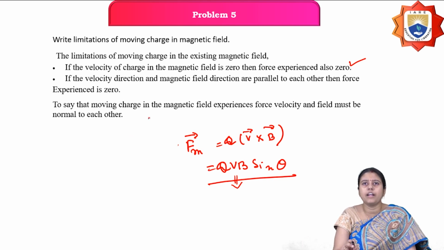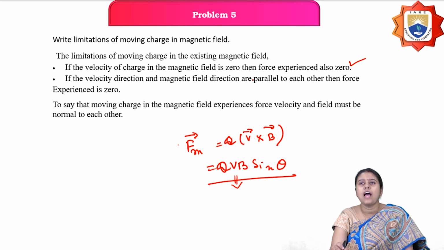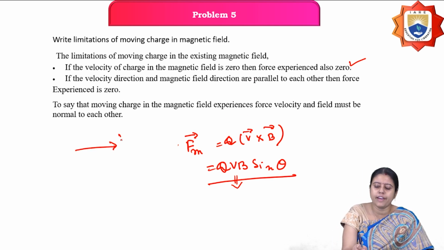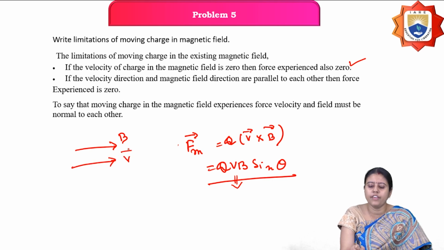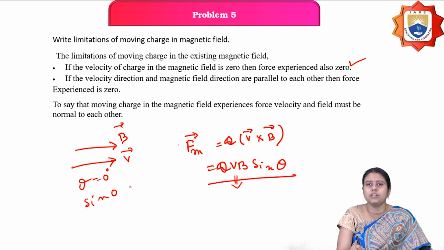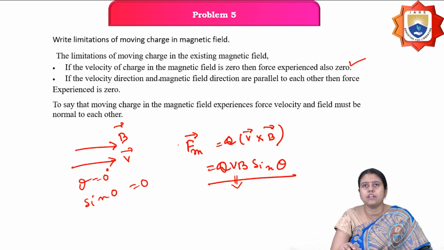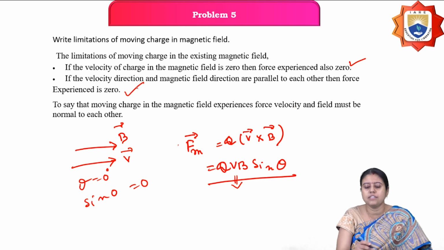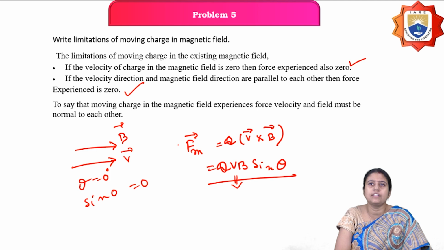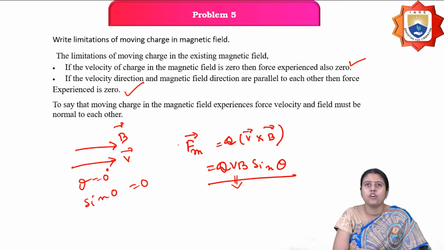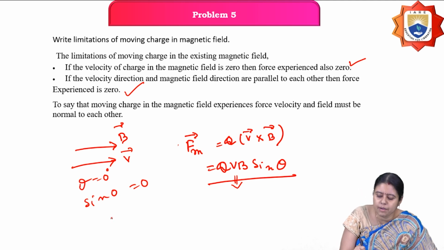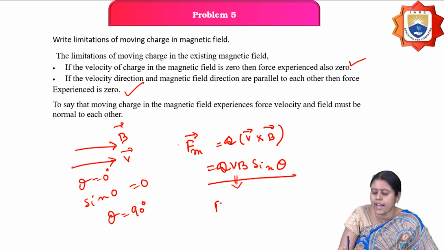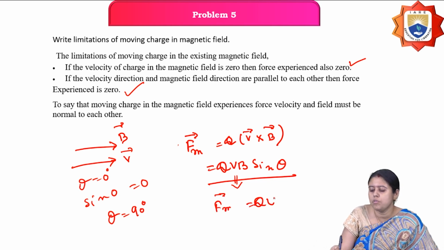If the direction of the velocity and the magnetic field direction are parallel to each other, if the direction of B and the direction of V are parallel, then theta is equal to 0 degree and sine 0 is equal to 0. So if they are parallel, the force experienced is 0. To say that a moving charge in a magnetic field experiences a force, the velocity must be at an angle; to get the maximum force, the theta value must be 90 degree, and in that case F is equal to QVB.